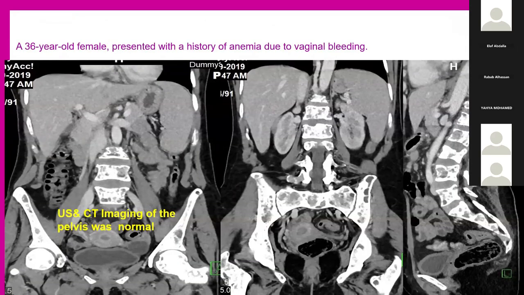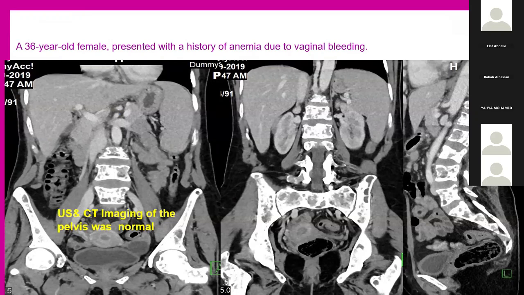The next case is a 36-year-old female. This is a more interesting case, presented with a history of anemia due to vaginal bleeding. They started to screen her with a chest X-ray and an ultrasound of the pelvis, which were normal. Then they proceeded to a chest, abdominal and pelvic CT with contrast.